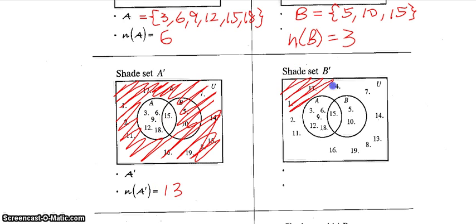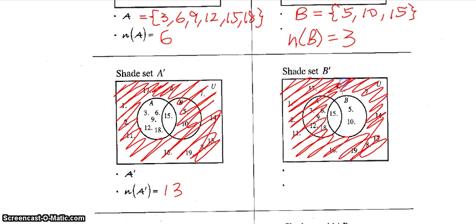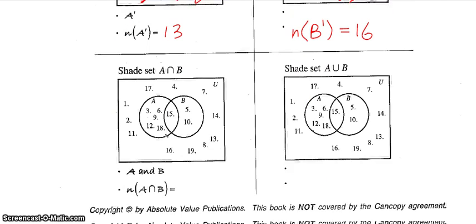Everything outside B, which is here. The total for B, right, there are 19 numbers in this set, because it's all the numbers less than 20, not including 20, so that's 19. The number of B prime is 19 minus 3. There are 16 elements that are not in B.